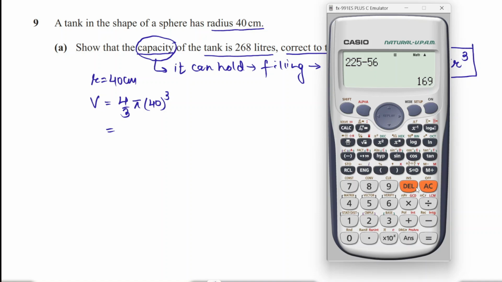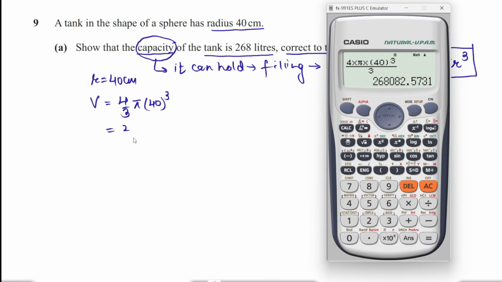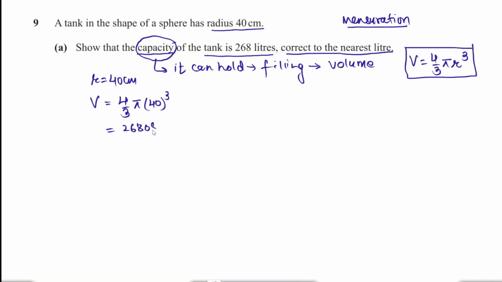It's a big calculation. So 4 by 3 multiplied by pi, and further multiplied by 40 cubed. I put it in brackets and put the power 3 here. Okay, let us see. We got 268,082 centimeters cubed. That would be considered the volume of that container.